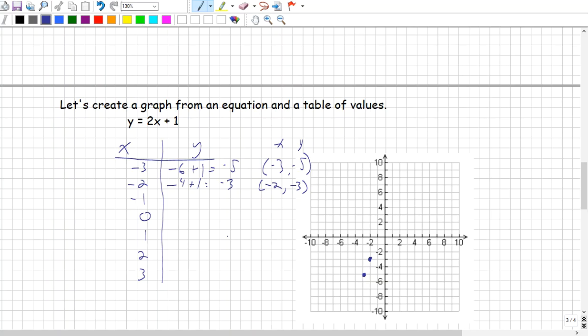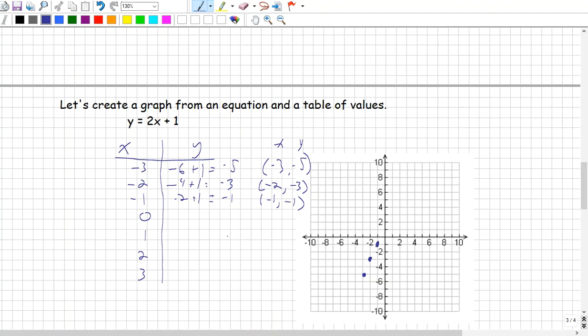-1 I plug in, so I get 2 times -1, which is -2. And then I add 1 to that, so I get -2 plus 1, which is -1. So I get a coordinate point of -1, -1. And if I go over my graph, -1, -1, I go over -1 on my x-axis, and then down 1 on my y, and then I put a point right there.